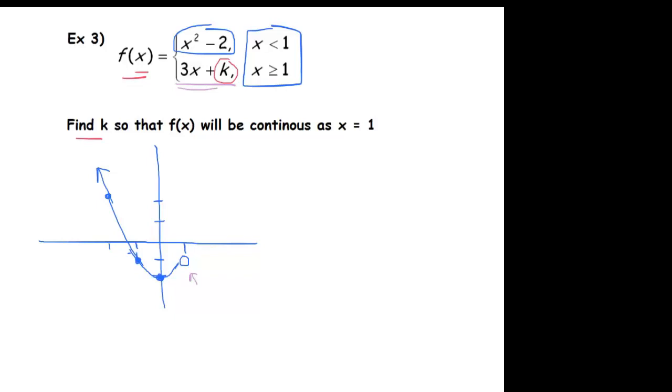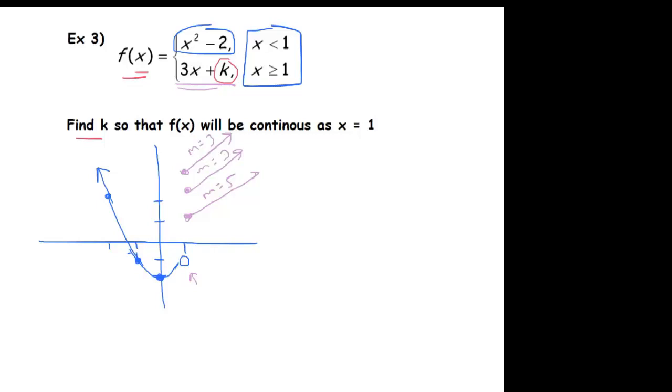Because there are a lot of lines that have a slope of 3, right? Like this line right here has a slope of 3. This line right here has a slope of 3. There's a bunch of different lines that have a slope of 3, but we need to find the one that's going to fill in that hole and make this a continuous graph. And so what do we really want to have happen?